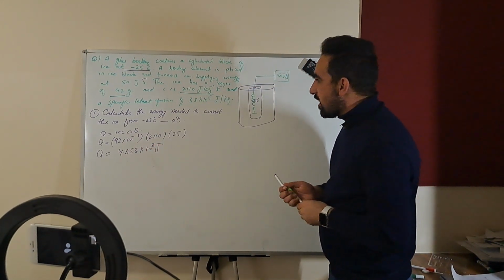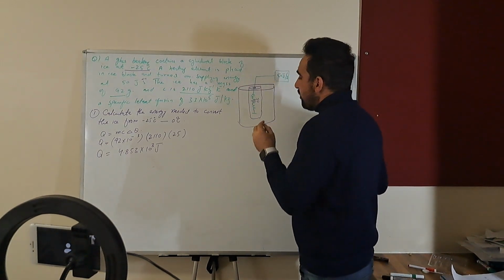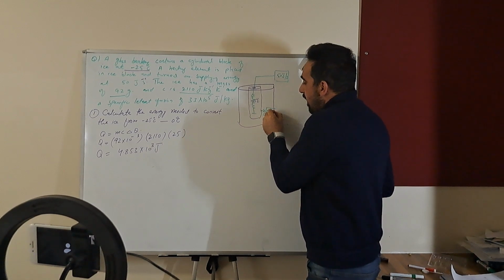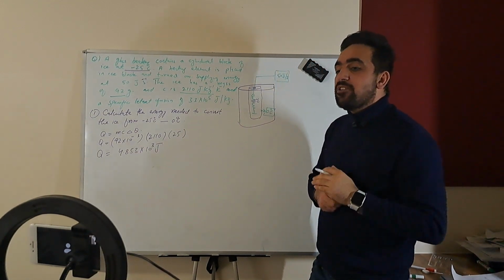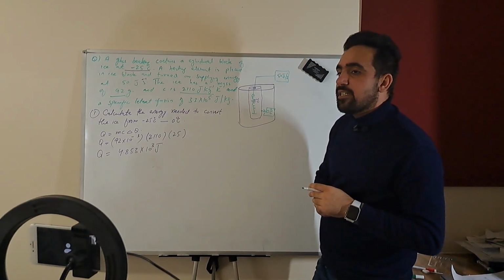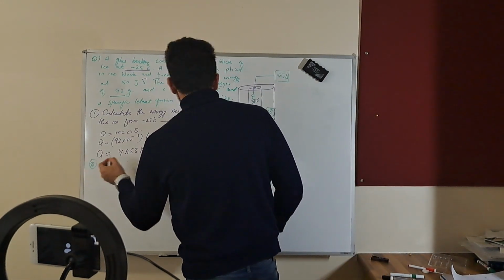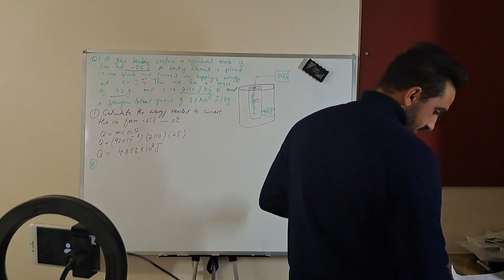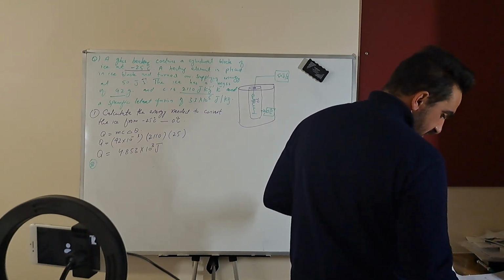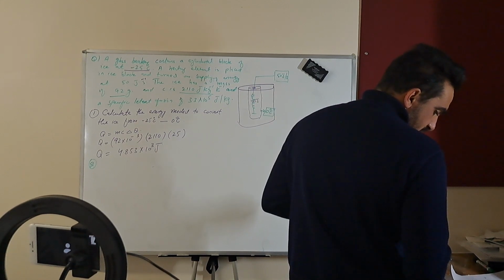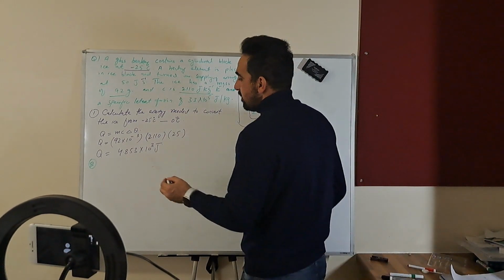Okay, in second part, now that we have reached 0 degree centigrade, ice will start converting into water at 0 degree centigrade. So in the second part, he is asking us to calculate the energy needed to melt all the ice once it reaches 0 degree centigrade.